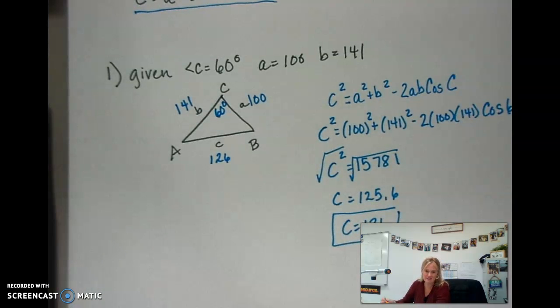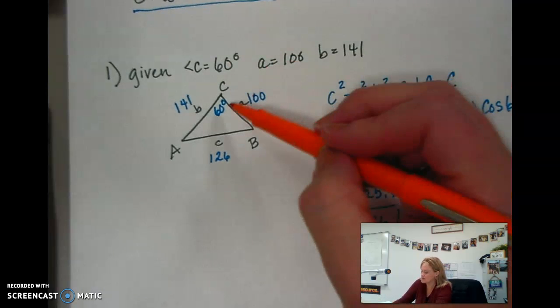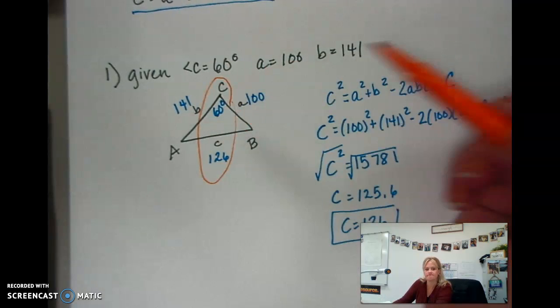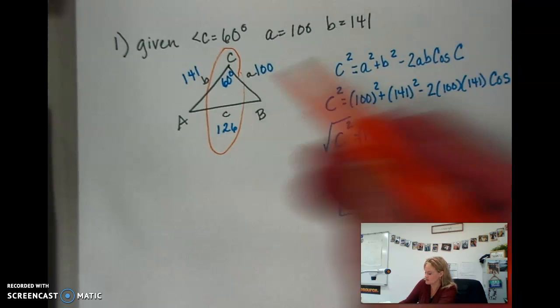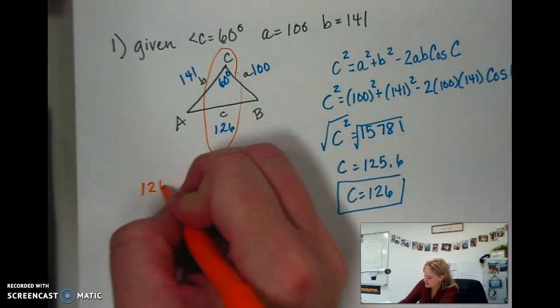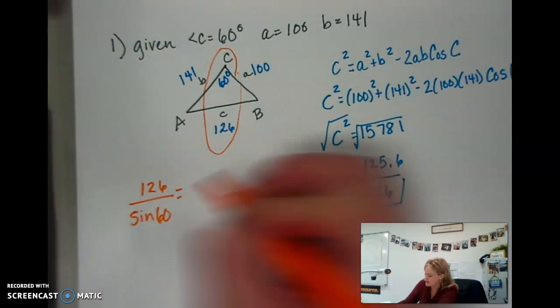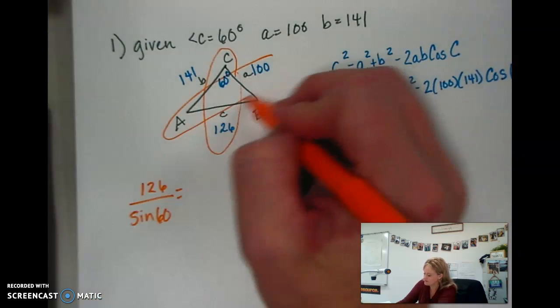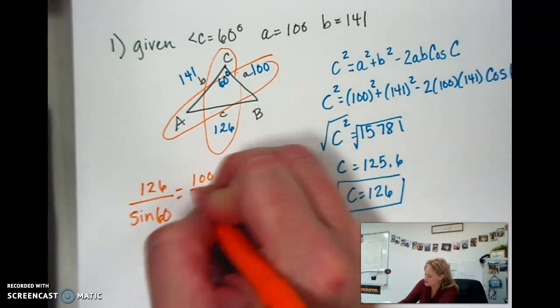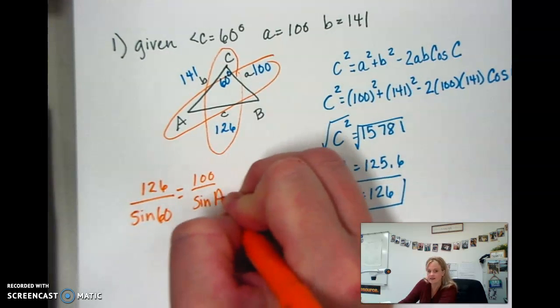Now guess what we're going to use? Now I have a match. So now I can use the law of sines. 126 to the sine of 60 degrees, and I'm just going to find angle A first. So 100 to the sine of angle A.